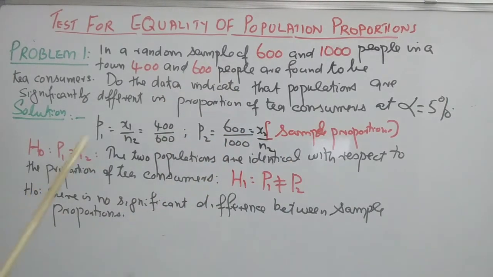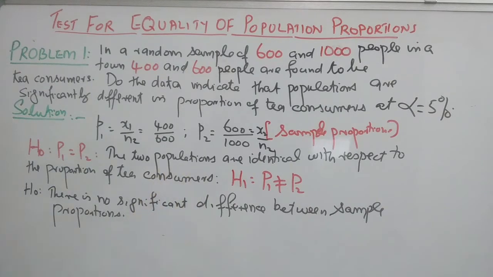They are the sample proportions. N1 and N2 are sample sizes. X1 and X2 are the number of units possessing the attribute in the sample. At first, we have to state the null hypothesis. Our problem is to test whether there is a significant difference in the proportion of tea consumers. H0 is always stated as there is no significant difference, or the two populations are identical with respect to the proportion of tea consumers.